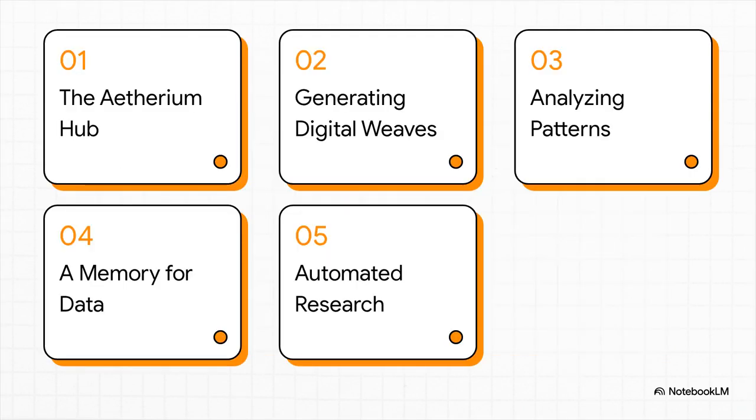So, to really get what's going on inside this thing, we've got to take it apart piece by piece. First, we'll look at what the toolkit actually is. Then we'll dive into how it creates these weird data things it calls weaves. After that, we'll see how it analyzes them, how it remembers what it finds, and finally, how it can do this entire process all by itself.